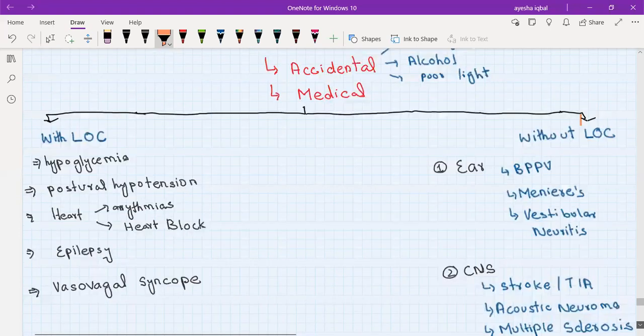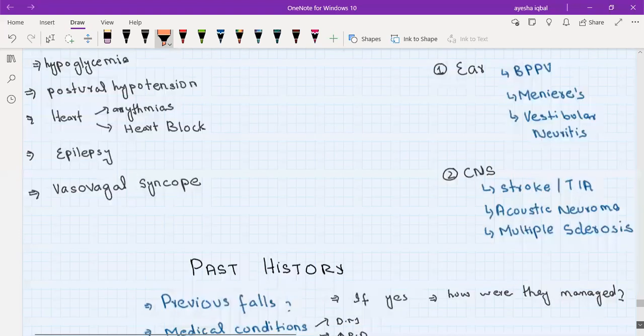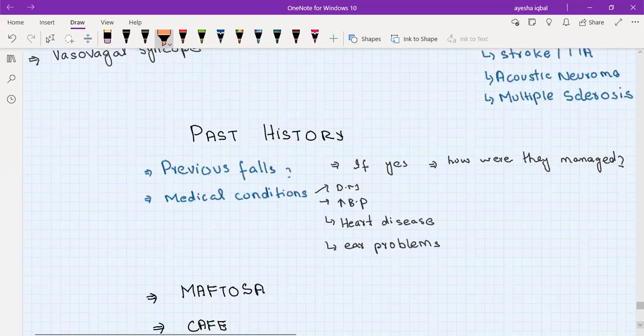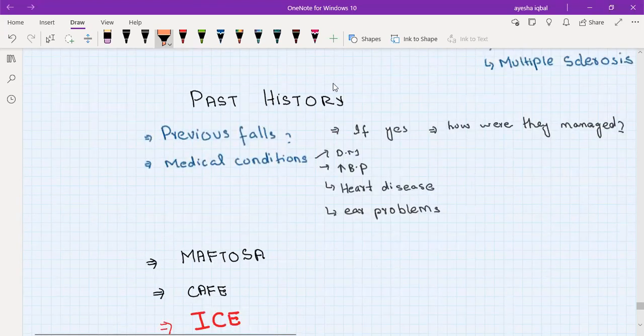After this, your history of presenting illness is complete and you will ask about past history. So in past history, you will ask about any falls previously, okay, previous falls. And if there were previous falls, were they similar to this fall? And if yes, how were they managed? Okay, and then medical conditions.